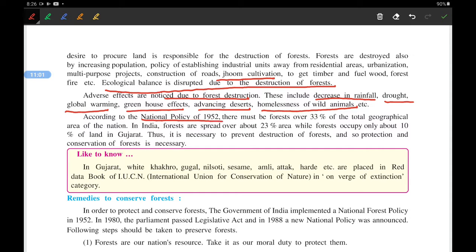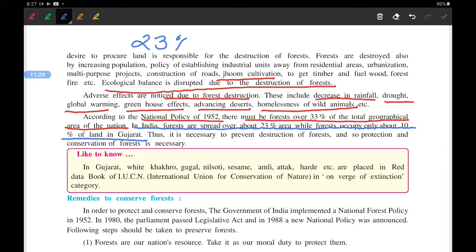According to national policy, forest policy actually, 1952, there must be 33% of total geographical area of the nation as forest. As I already told you, 33% of area of any geographical region should be forest. In India, the forests are spread over just 23%, while forests occupy only 10% of land in Gujarat. So remember, in India it is 23%, while in Gujarat it is just 10% forest.